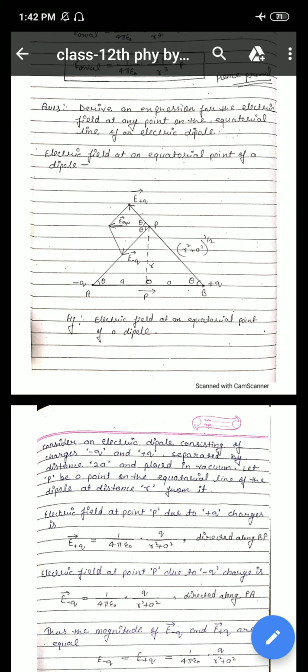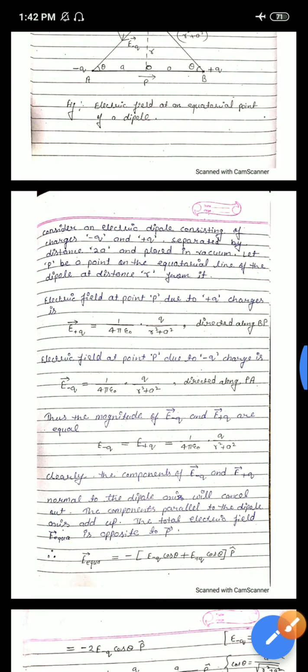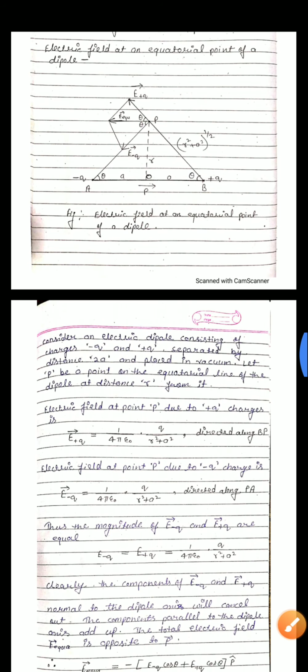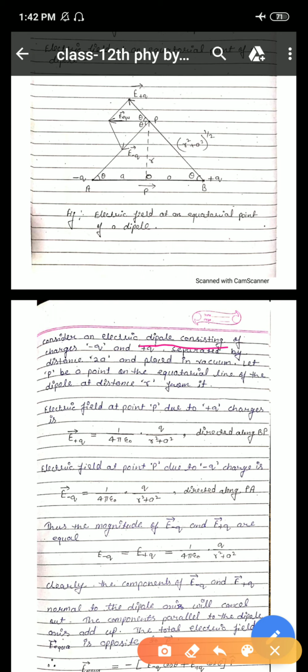Let's see the procedure for finding the electric field at an equatorial point of a dipole. Consider an electric dipole consisting of charges minus q and plus q separated by a distance 2a, placed in vacuum. Let point P be on the equatorial line of the dipole, at a distance r from the origin O.